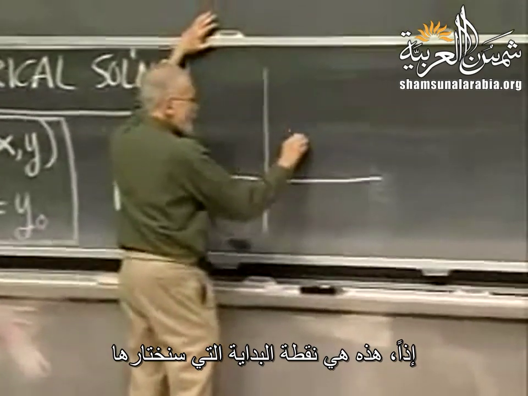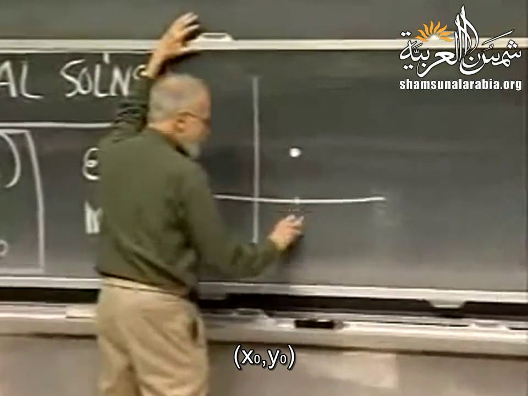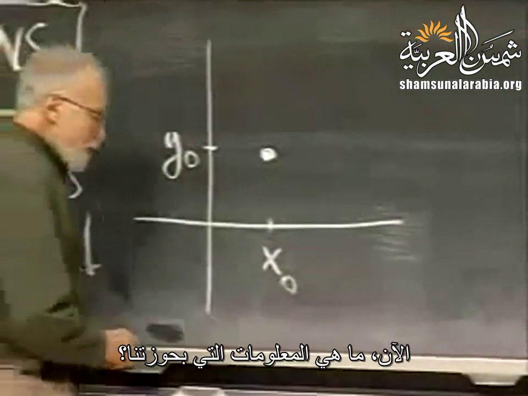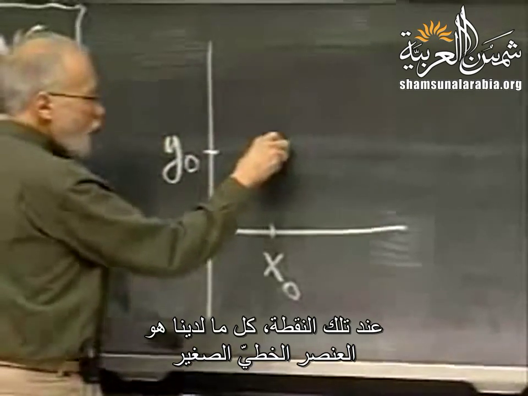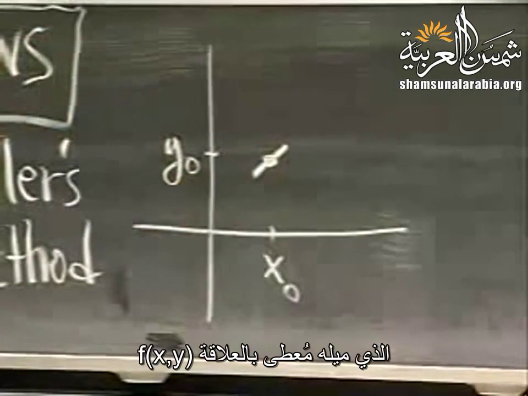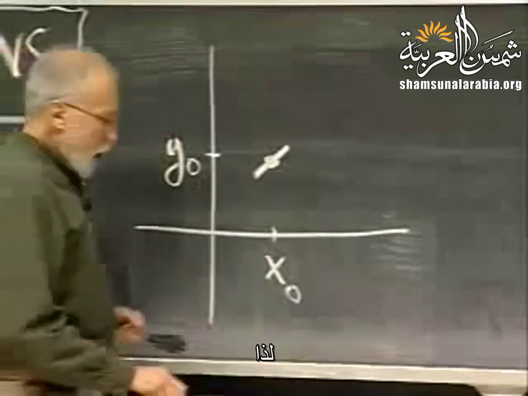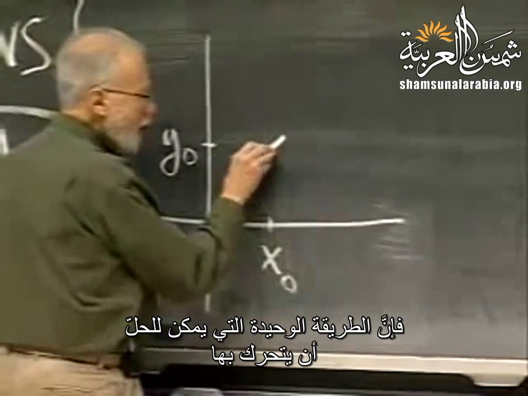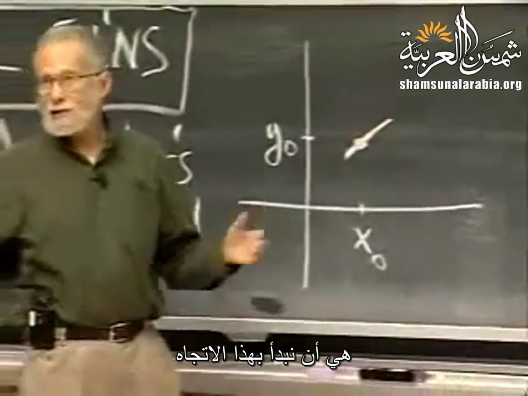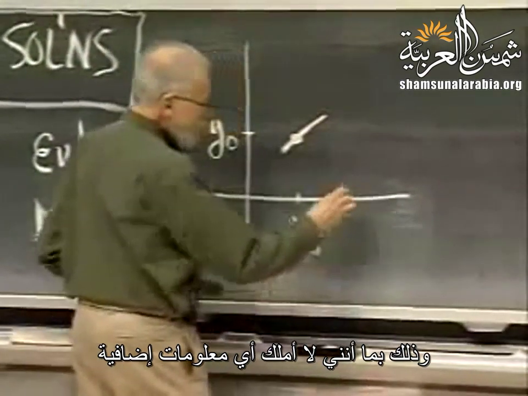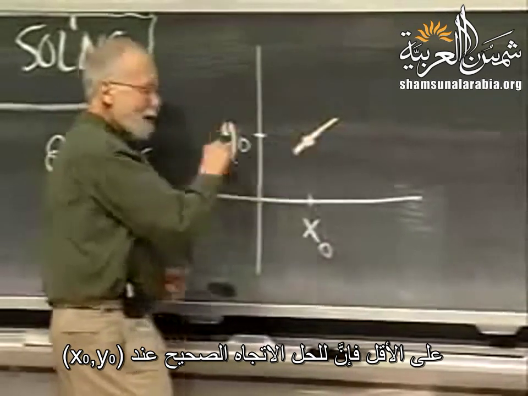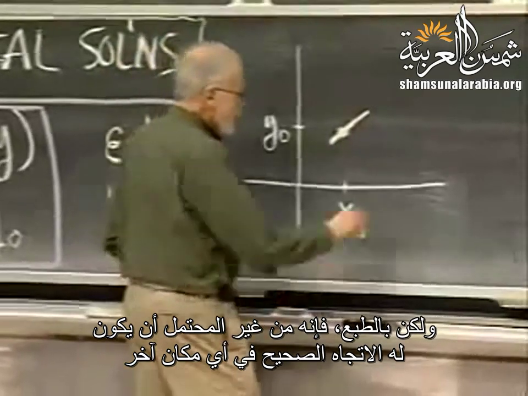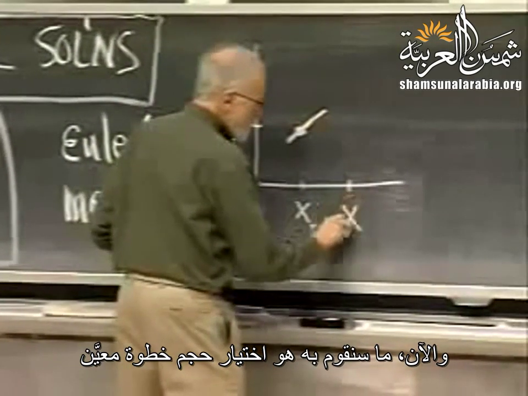Here is our starting point, x0, y0. Now, what information do we have? At that point, all we have is the little line element whose slope is given by f of x, y. So if I start the solution, the only way the solution could possibly go would be to start off in that direction, since I have no other information. At least it has the correct direction at x0, y0, but of course it's not likely to have the correct direction anywhere else.